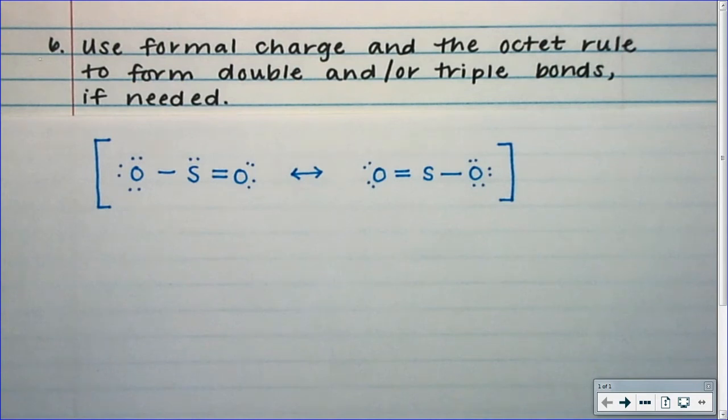I hope now that you have a solid understanding of how to do a Lewis structure. If you follow these 6 steps, I'm confident that you will be able to approach any molecule that you might be given.